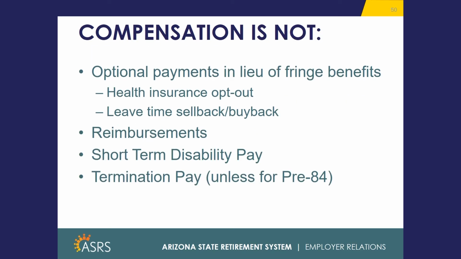Now let's look at what is not compensation for ASRS purposes. One of them here is the health insurance opt-out, referred to as a fringe benefit. An example of this would be, let's say you have an employee that's working and they have a spouse working in the private sector and they're on their spouse's health insurance. So the fact they're on the spouse's health insurance and they're not on your employer health insurance, that's saving you some money. And some employers will give them a little extra money in their paycheck because they don't have this bigger expense that the employer has for having you on their health insurance. That additional money you're putting in their paycheck is considered a fringe benefit, and that is not compensation for ASRS purposes.